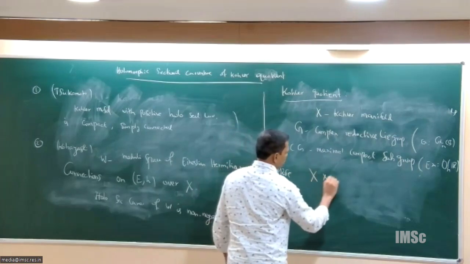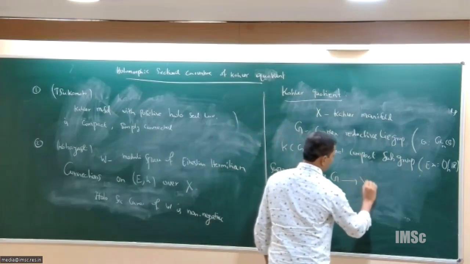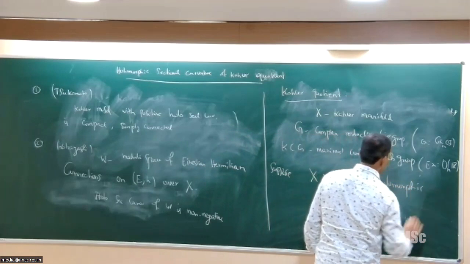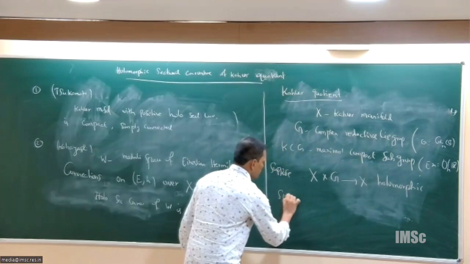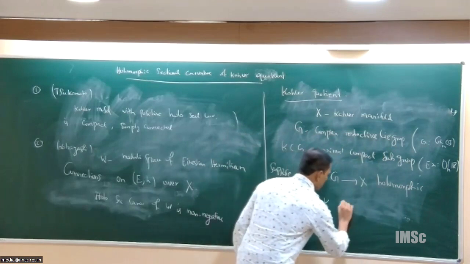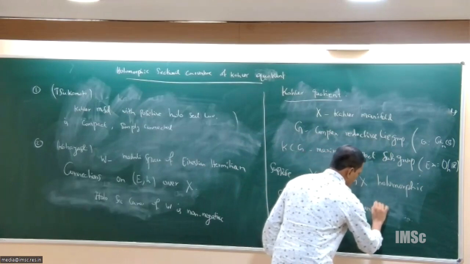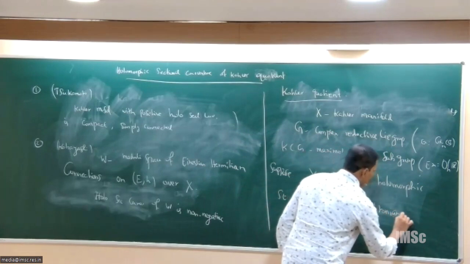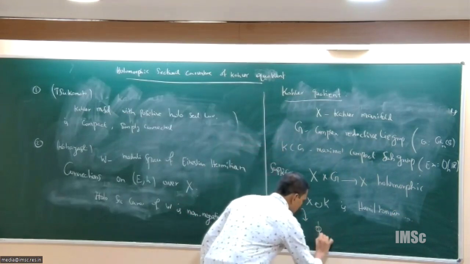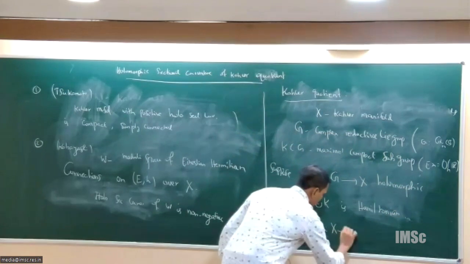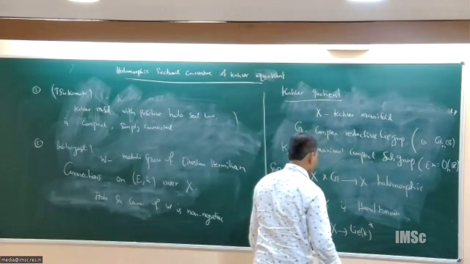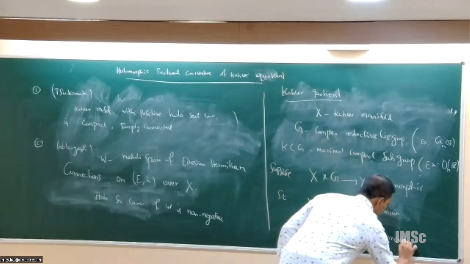Suppose we have a holomorphic action of G on X, such that the induced action of K on X is Hamiltonian. These Hamiltonian actions come with a special smooth map which is called the moment map, pi from X to k star, where k is the Lie algebra of K and star denotes the dual. This is the moment map for this action.